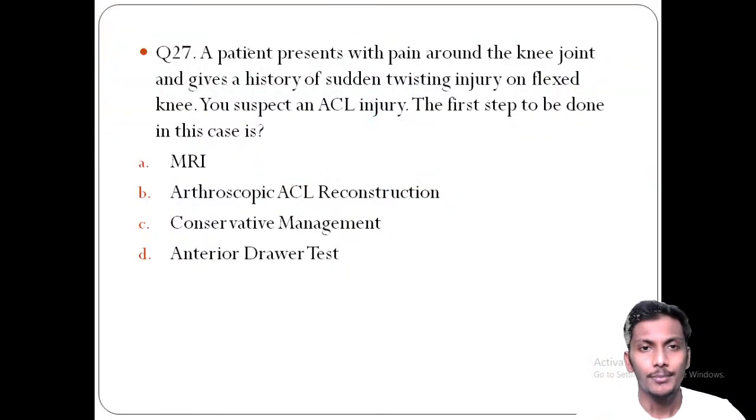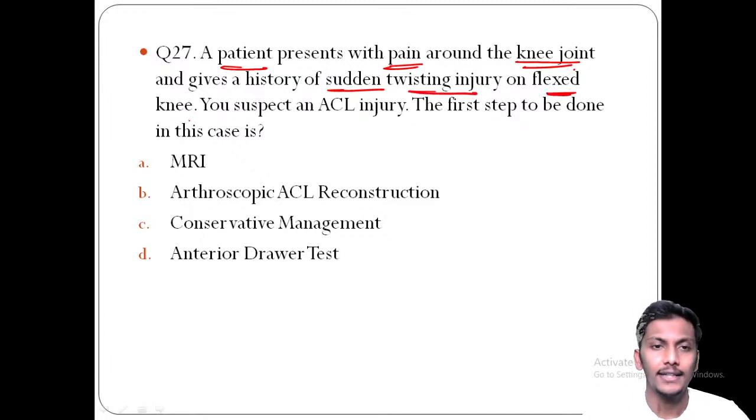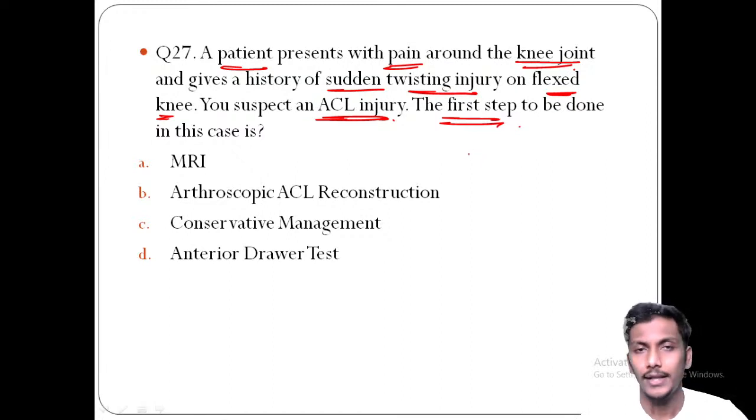Moving further to our question number 27. Here the patient presents with pain around the knee joint and gives a history of sudden twisting injury on a flexed knee. You suspect an ACL injury, that is your anterior cruciate ligament injury. The first step to be done in this case. What have they asked? What will you do first? The options are: A, MRI; B, arthroscopic ACL reconstruction; C, conservative management; and D, anterior drawer test. So what is the preferred treatment in this case?